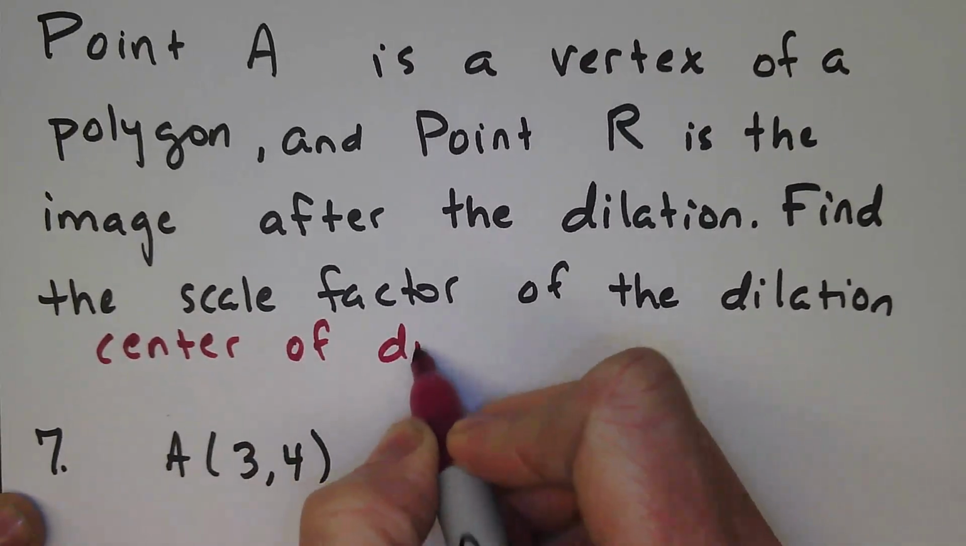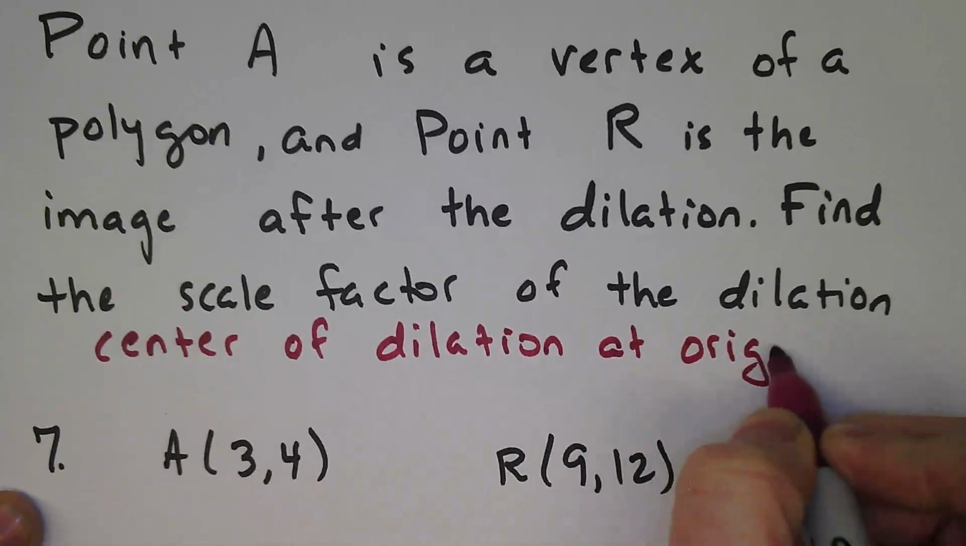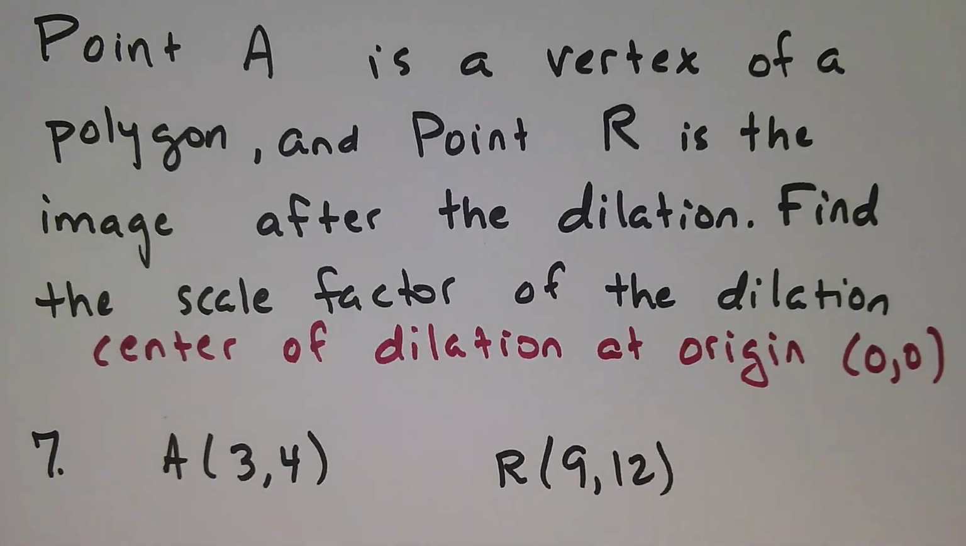Center of dilation at origin, which is 0, 0, the coordinate where the x and the y-axis meet. Because this math only works if this part is true. We need to know where that center of dilation is.